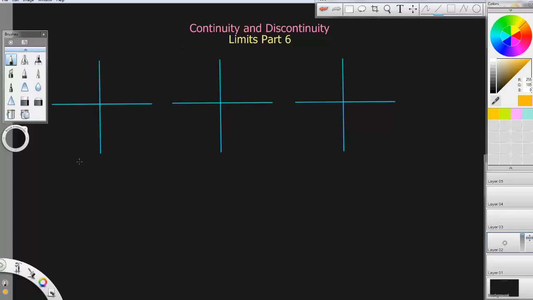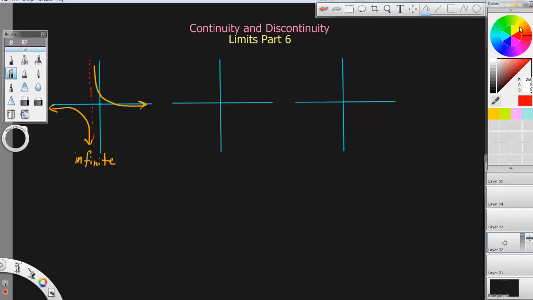The first type we'll call infinite discontinuity. That could be something like a graph that, say, does this business. Okay, and it might have, say, a horizontal or a vertical asymptote on there. That would be an infinite discontinuity.